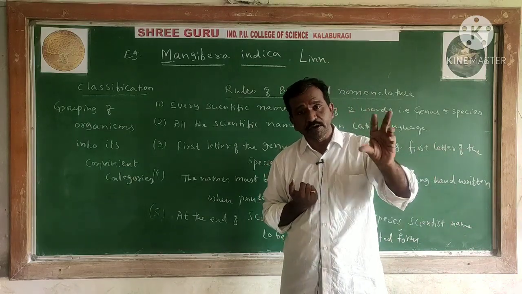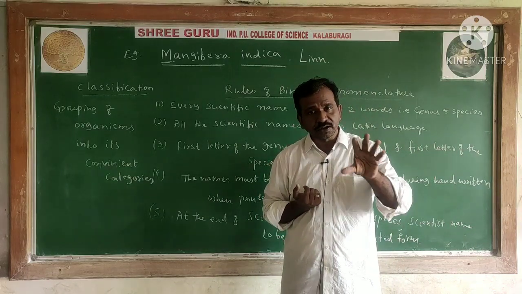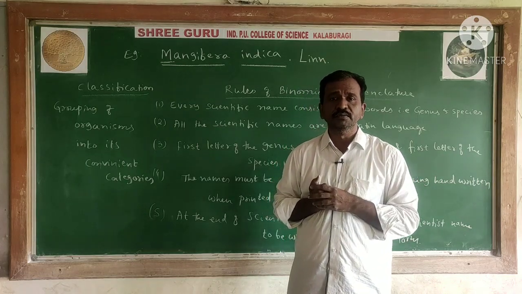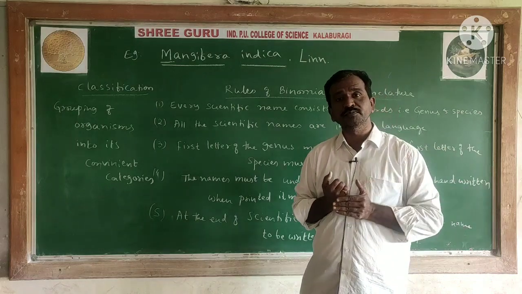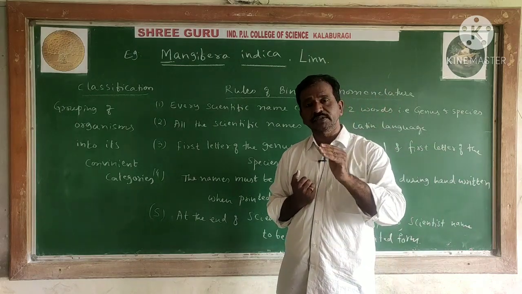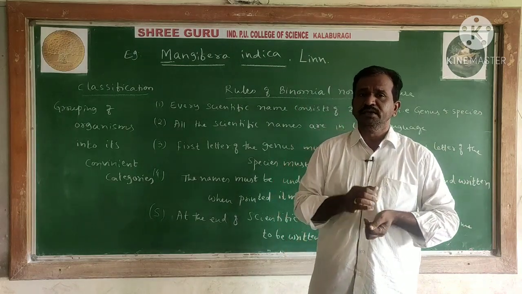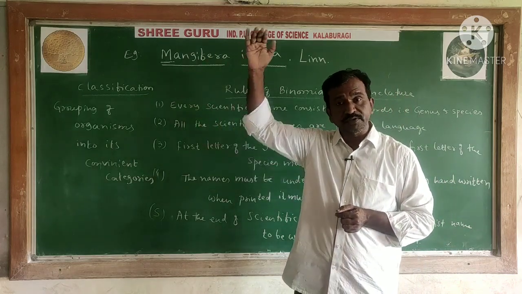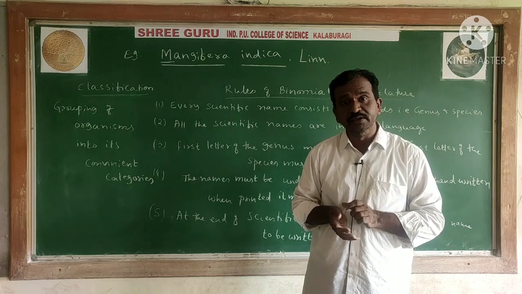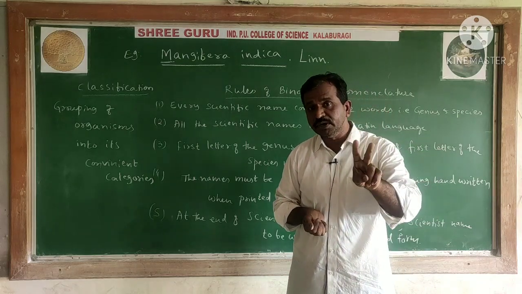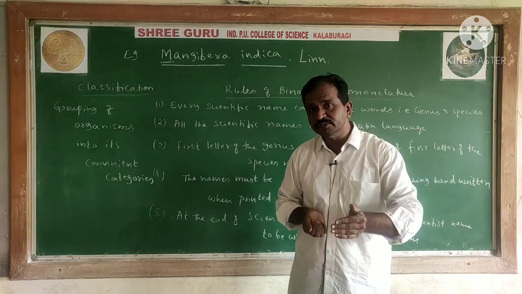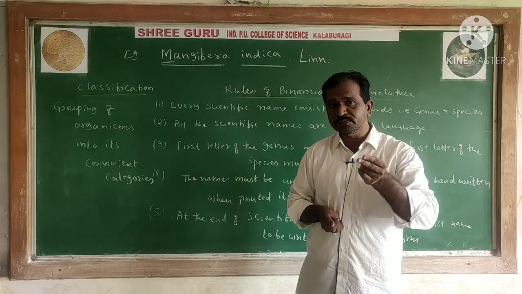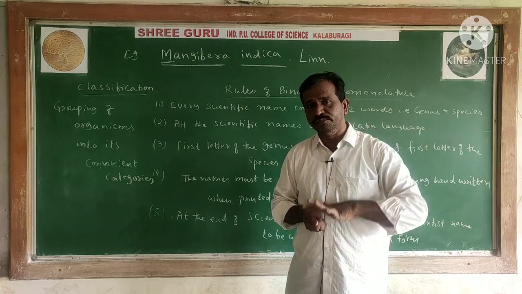Reptiles are there. Birds are there. Flight adaptation is found, wings are well developed, and bipedal locomotion is observed in the birds. Bipedal means two-legged animals, like human beings. But in the case of birds, the forelimbs and hind limbs are there, and with the help of the limbs they are able to move.